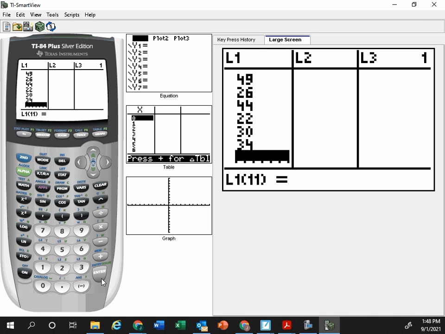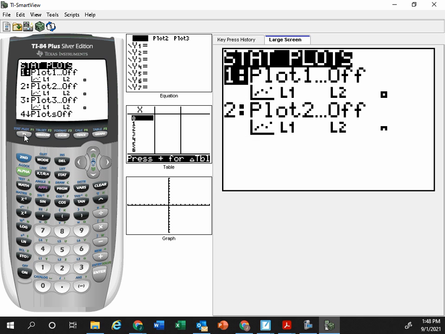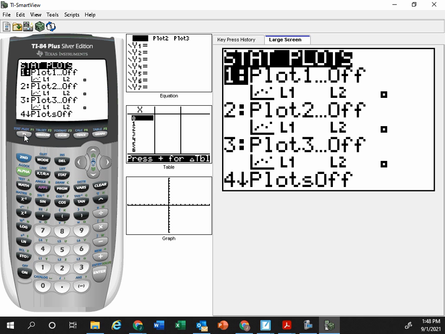Okay, everybody have the list in? Okay, so now we're going to make some graphs of this. So I'm going to push second, and then y equals. This takes me into the stat plot. If you forgot your calculator, you can follow along up here or work with somebody around you as well. Okay, I'm going to push enter to go into this first plot.